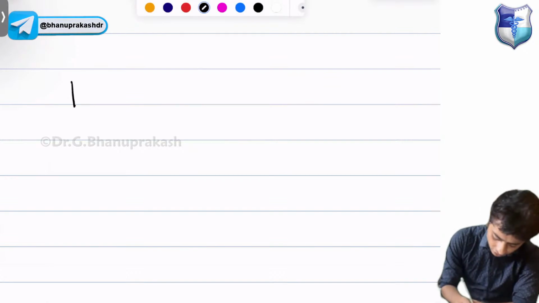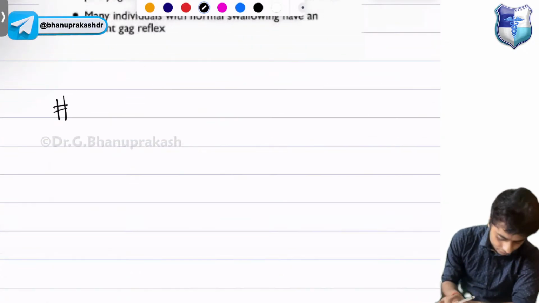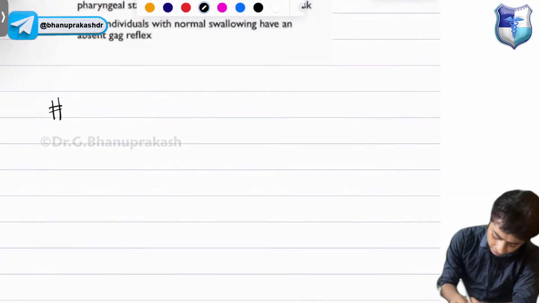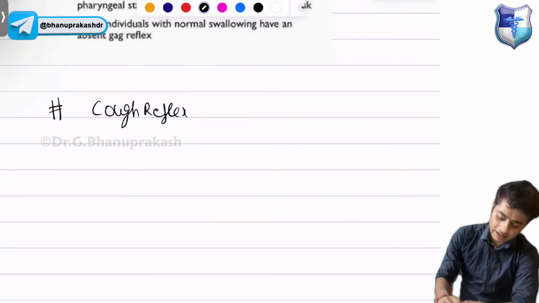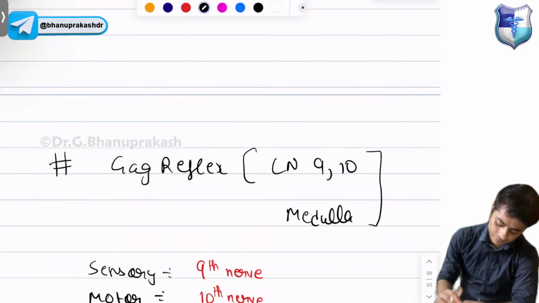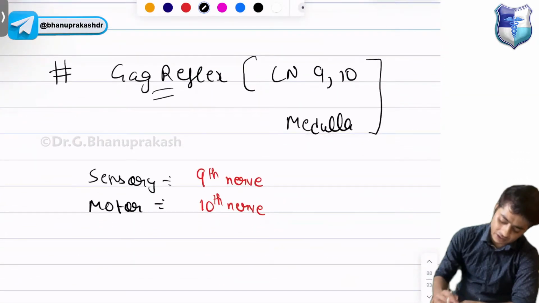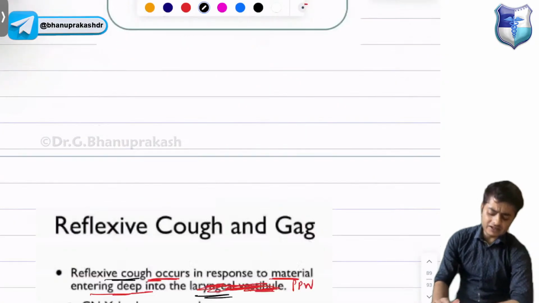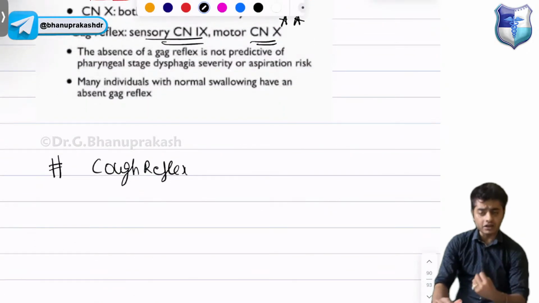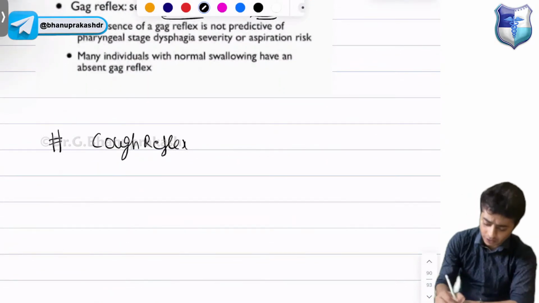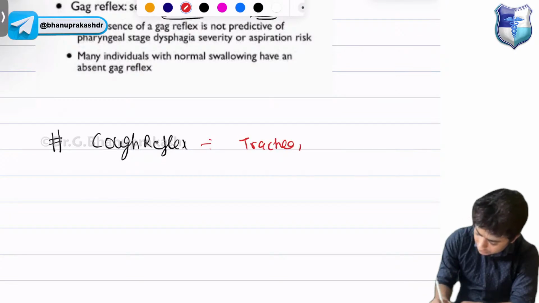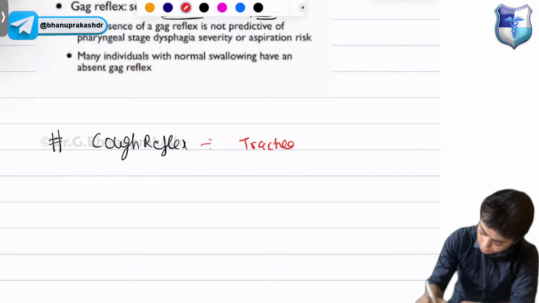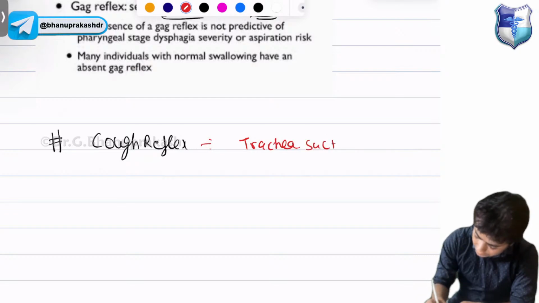The other is your cough reflex. Likewise, you are doing the gag reflex; there is something known as the cough reflex. How can you do the cough reflex? If there is a patient in whom you can't do the gag reflex, there you can do a cough reflex. How? You can do it by trachea suctioning.